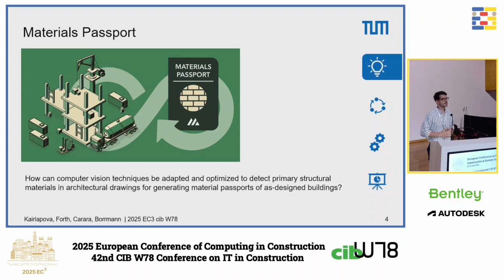You can use different input data, but creating such material passports takes a lot of time, and there is automation, like BIM-based material passports. There are also point cloud-based material passports. However, for the primary structural materials, there's no automation. So this was our general motivation: how can we use computer vision techniques and adapt them to detect primary structural materials in architectural drawings for generating material passports of as-designed buildings?